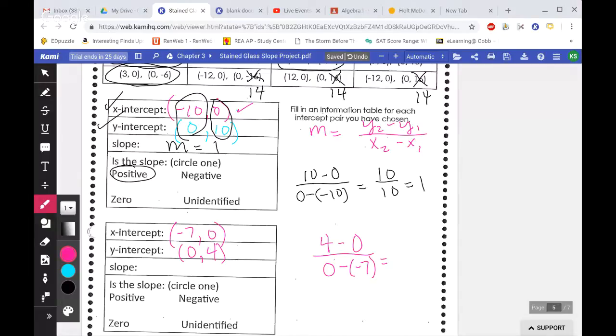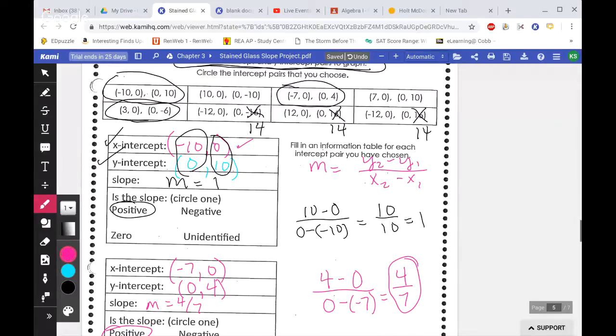So I'm going to take 4 minus 0, and then 0 minus minus 7. That's going to be 4 over, and then 0 minus a minus 7 is going to be a positive 7. So my slope is 4/7, and it's positive. Did I get it right, Eli? Yes, ma'am. Well, there you go. Thanks for having my back.